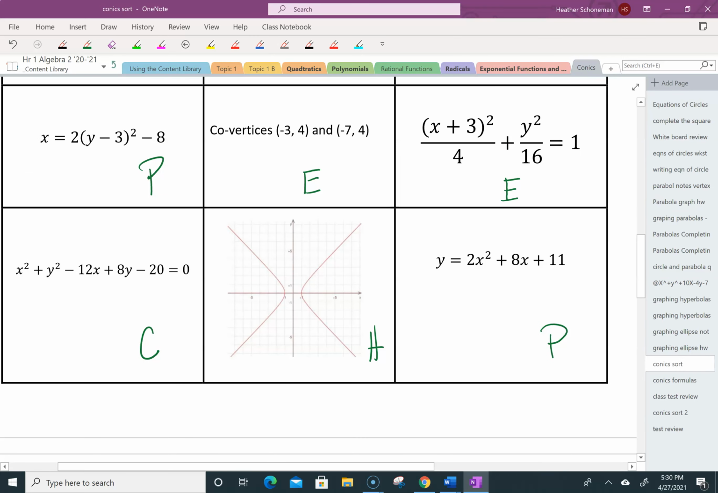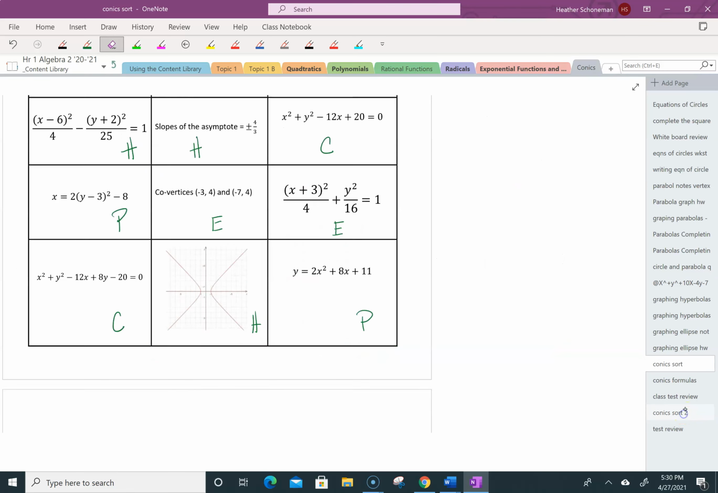This last one over here on the left is a circle, and we know that because we have both x squared and y squared. This is a hyperbola in the middle, and then over here, if you compare the circle to the parabola, the parabola only has the x squared, and it says either x equals or y equals.